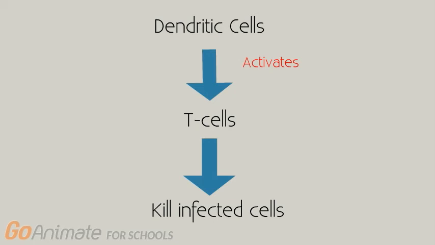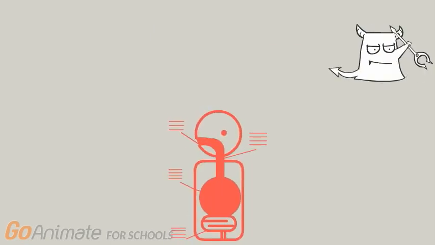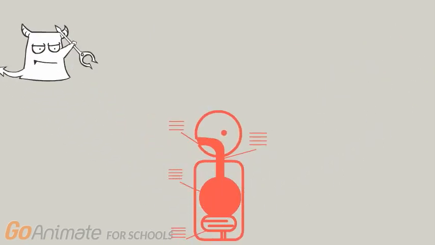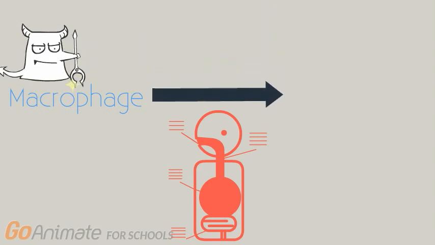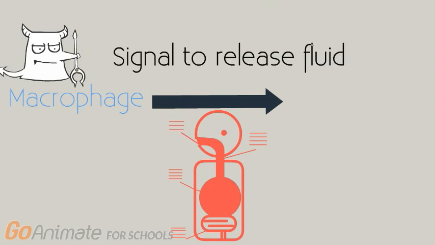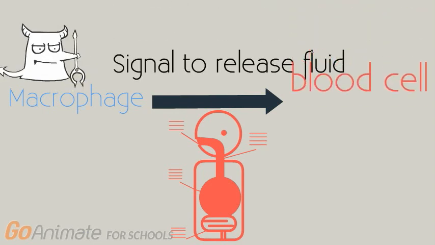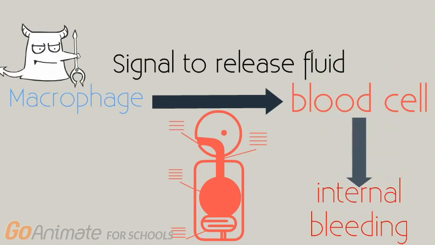Because our dendritic cells have been infected by the Ebola virus, they are no longer able to activate our T cells, and as a result, our body can no longer mount an immune response against the virus. Now that the virus can spread throughout the body unhindered, it can infect another type of immune cell called the macrophage. Once infected, the virus is able to manipulate the macrophages to tell the cells in our blood vessels to release huge amounts of fluid into the body. This leads to internal bleeding.